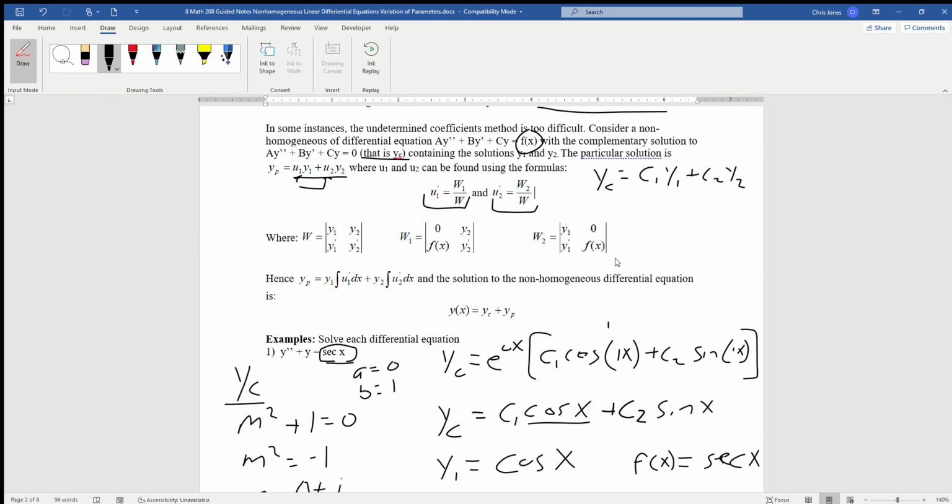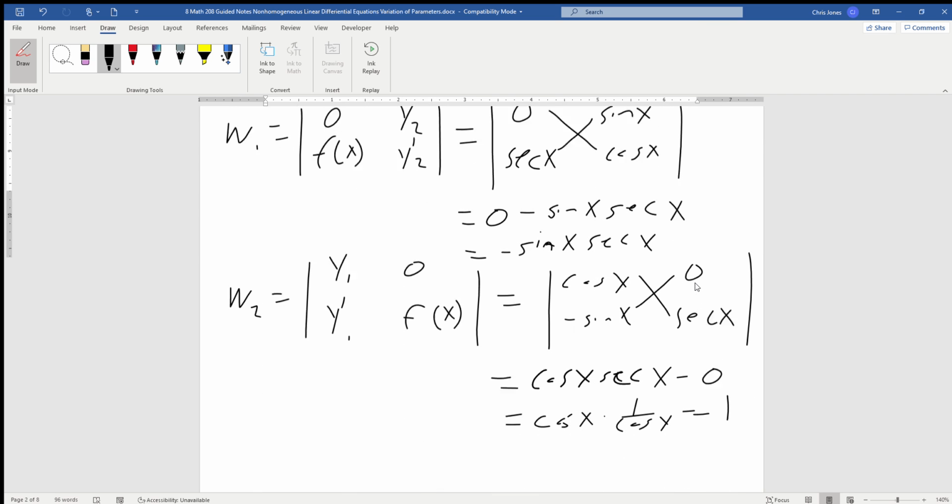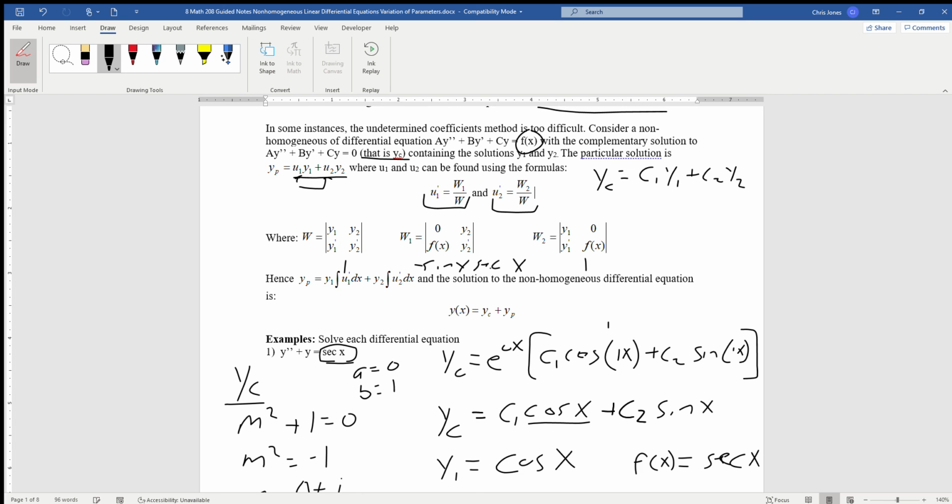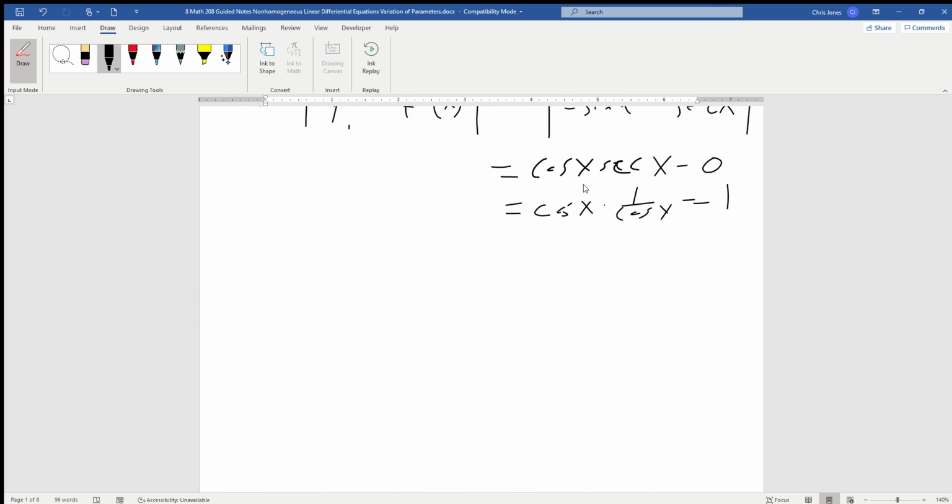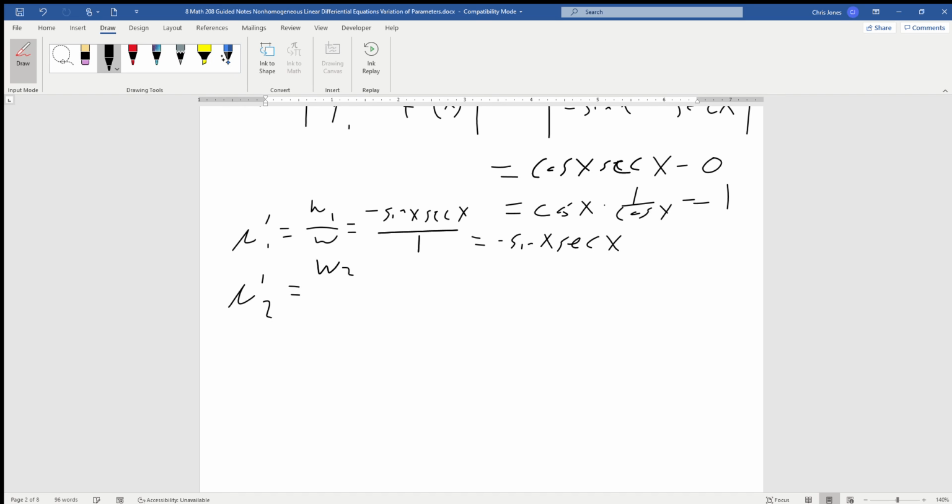So up here we found W to be 1. We found W1 to be negative sine x sec x. And then finally, we found W2 to be 1 as well. And now what we're going to do is plug it back into this final formula to find YP. So u1 prime, excuse me, is W1 over W. u2 prime is W2 over W. So let's find those first. So u1 prime is going to be W1 over W, which is negative sine x sec x over 1, which ultimately just turns into negative sine x sec x. And then u2 prime is going to be W2 over W, which is equal to 1 over 1. Usually that's 1.